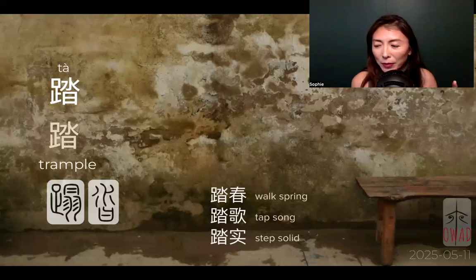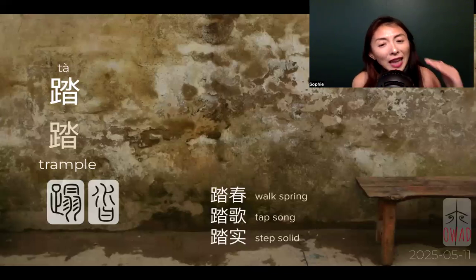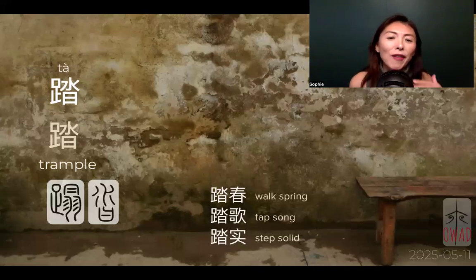Evolution of language keeps adding nuances to this carrier, which is this word. Okay, now three examples. 踏春, 踏歌, 踏实. Okay, the sound varied because the meaning kind of varied as well.